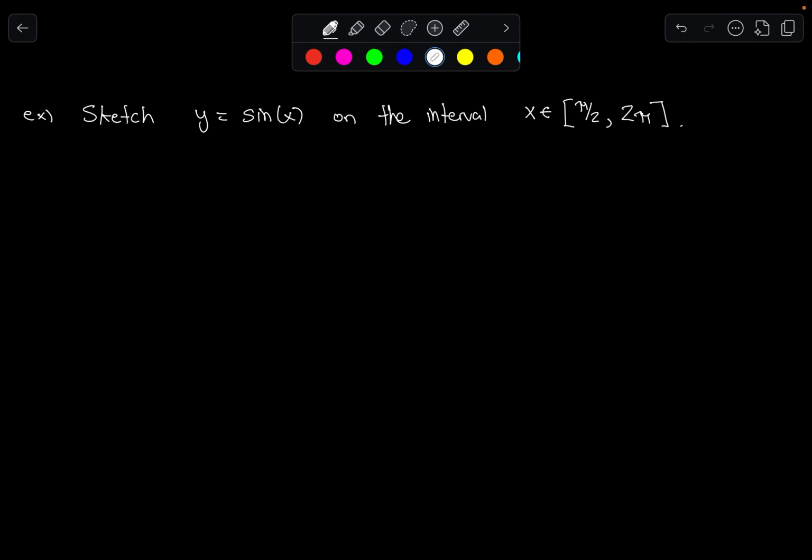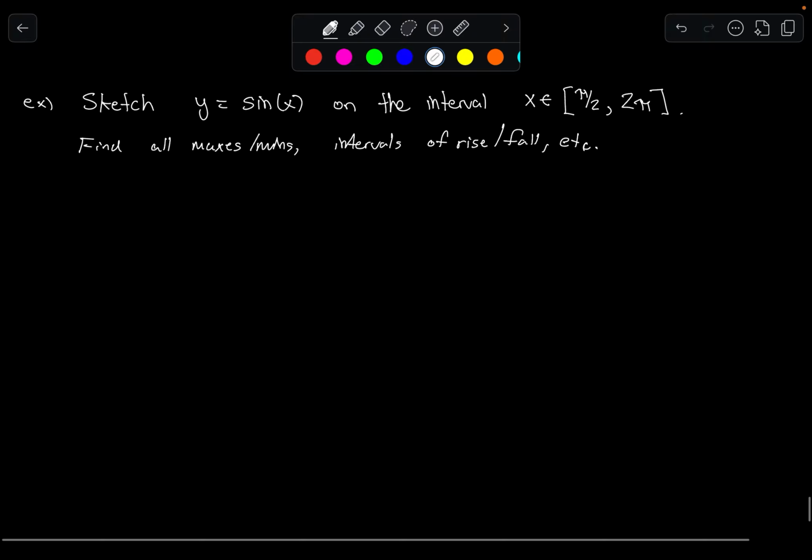And so we're going to use all of our tools. Normally it would say find the maxes, find the mins, find intervals of rise and fall, etc. So basically everything that we just did. Let's sketch the graph of sine of x. Now I know that we know how to graph sine of x, that we've done it in our pre-calculus 2 class, but we're going to do it now using some calculus.